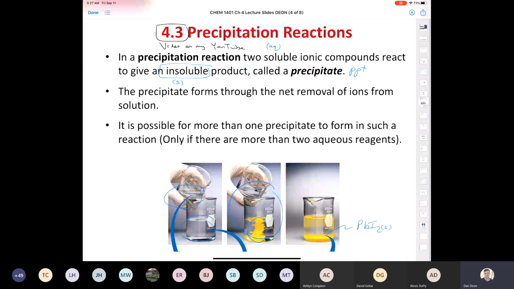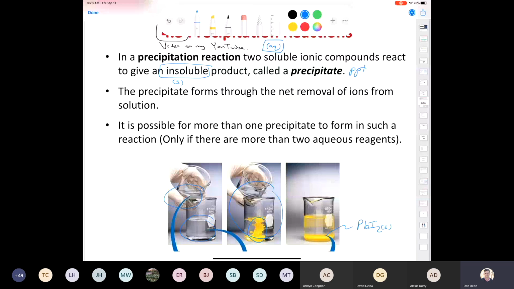It says here, in a precipitation reaction, two soluble ionic compounds, both would be denoted by AQ, are going to react to produce an insoluble product, and we call that product a precipitate. The way that you know something is insoluble when you're looking at your reaction is because if it's insoluble, we follow it up with S, which stands for solid.